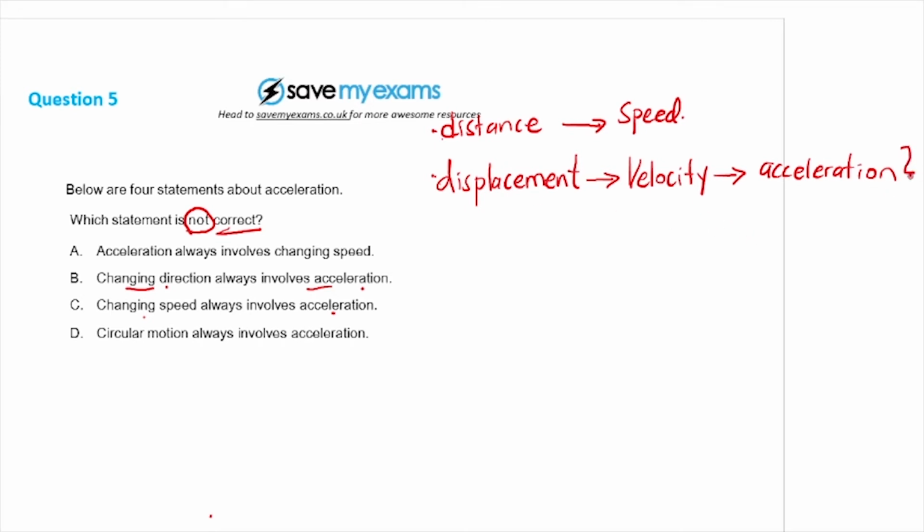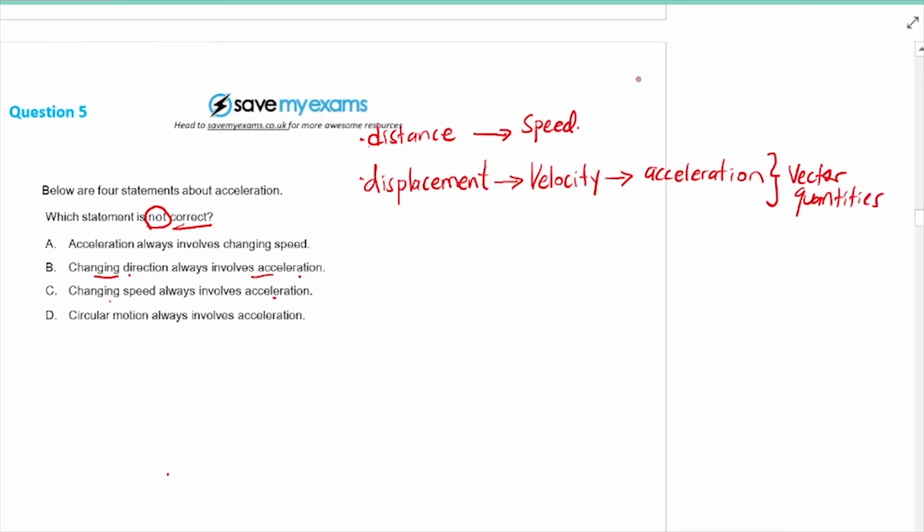By the way, all these ones here are vector quantities, and all these ones here are scalar quantities. By now, you should be able to know that vector quantities have both magnitude and direction. Scalar quantities only have magnitude, they do not have direction. So distance and displacement, their SI unit is meters. However, the difference here being that distance is just a magnitude, but displacement has both magnitude and direction.